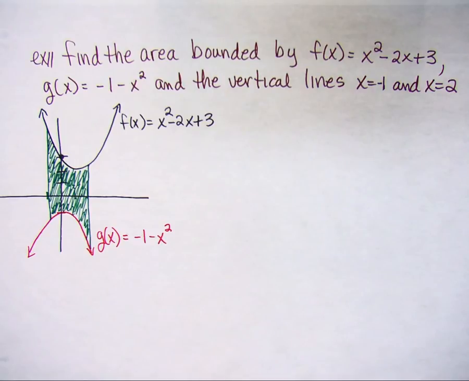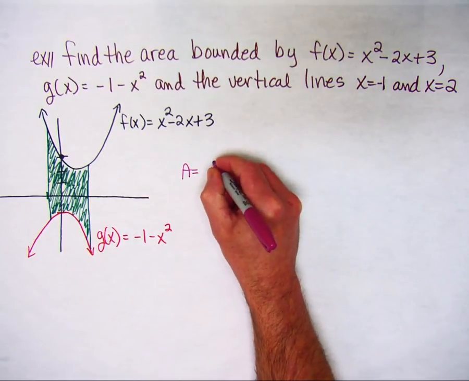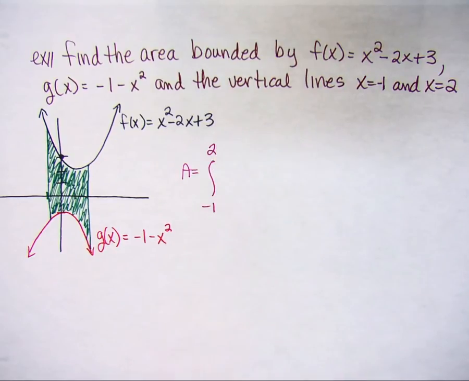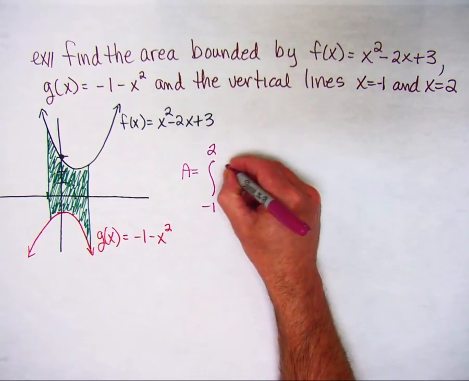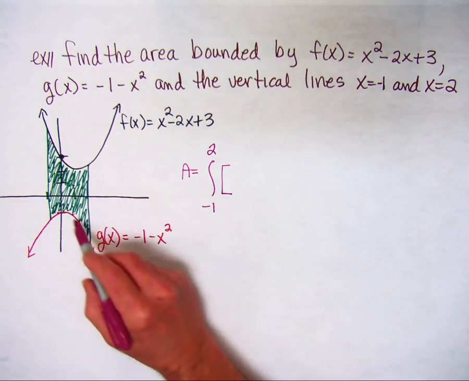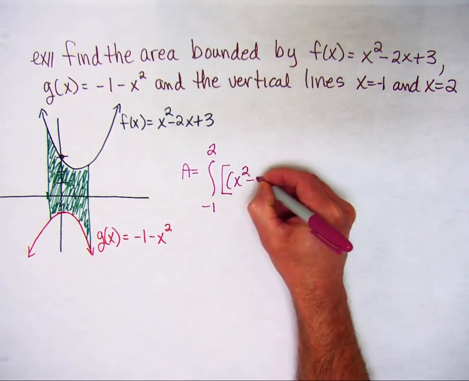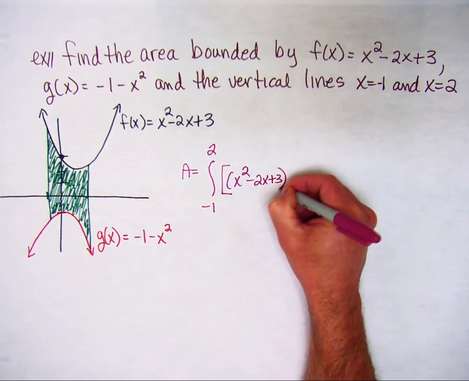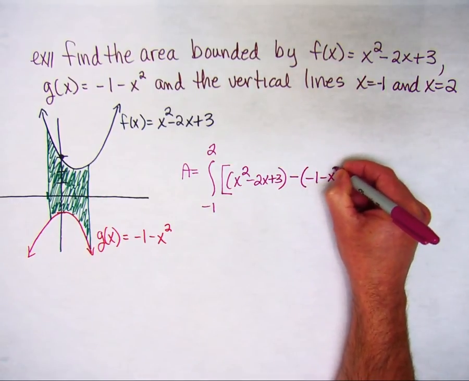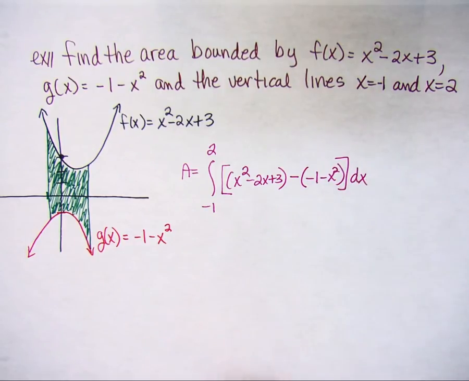So according to the theorem we just learned, the area that we're looking for, A, is going to be the definite integral between negative 1 and 2. And then inside the integral, you always take your upper function and subtract your lower function. So this is going to be x squared minus 2x plus 3 subtract negative 1 subtract x squared. And of course, we're integrating that with respect to x.